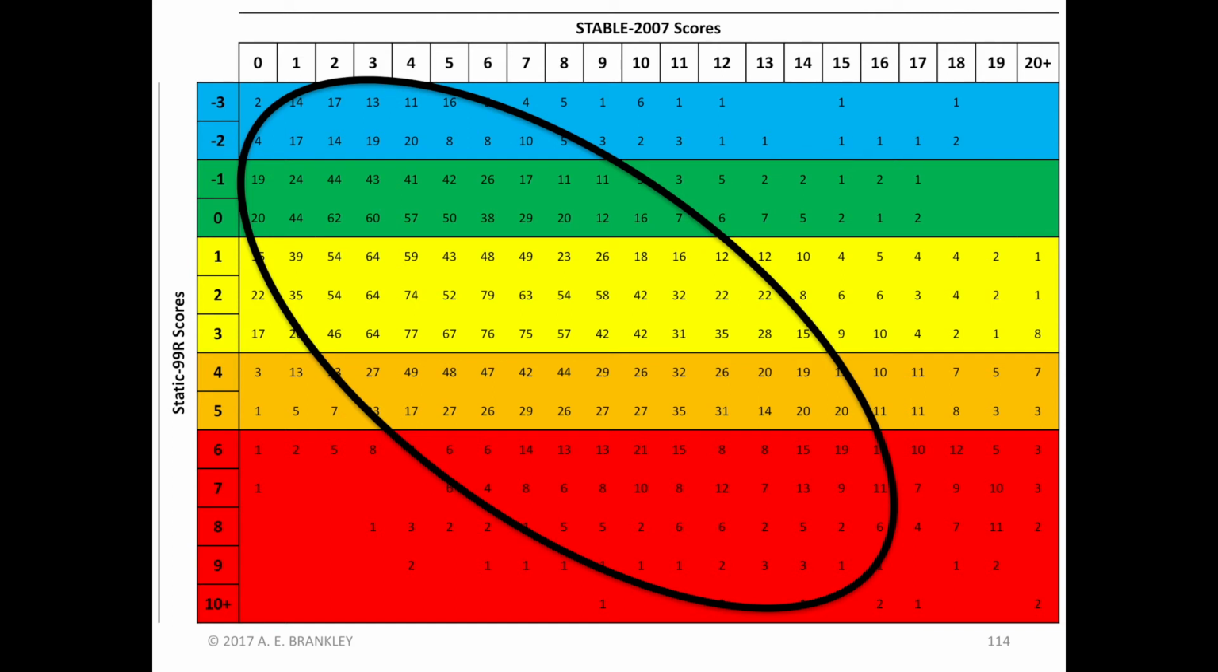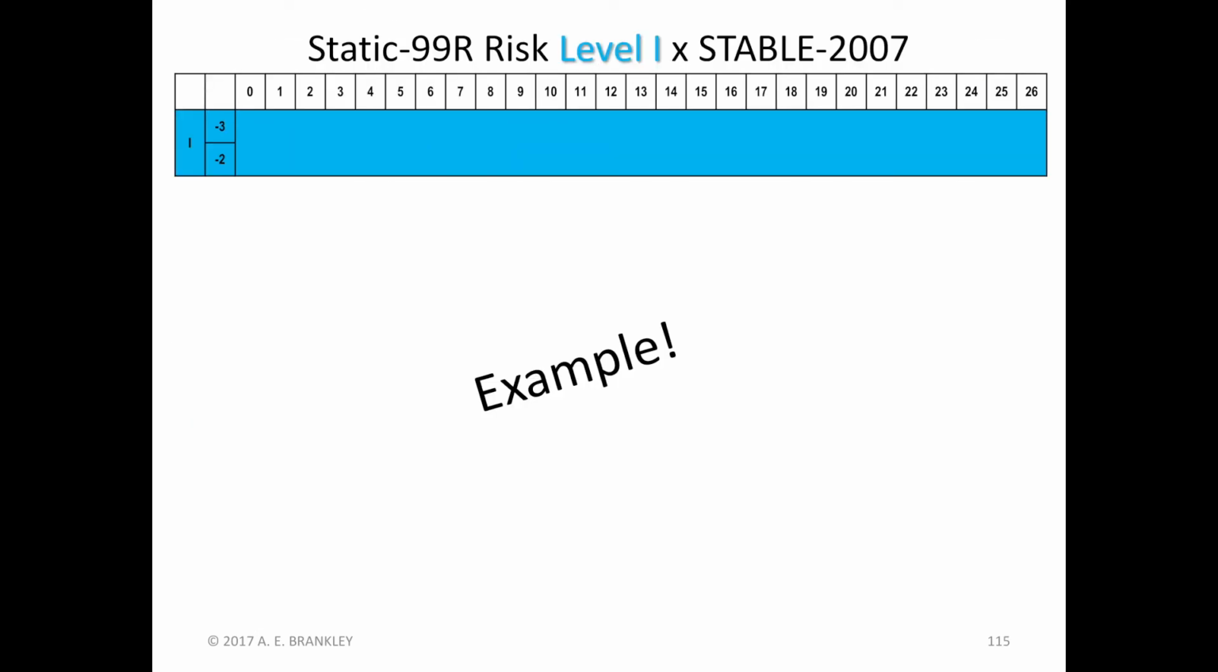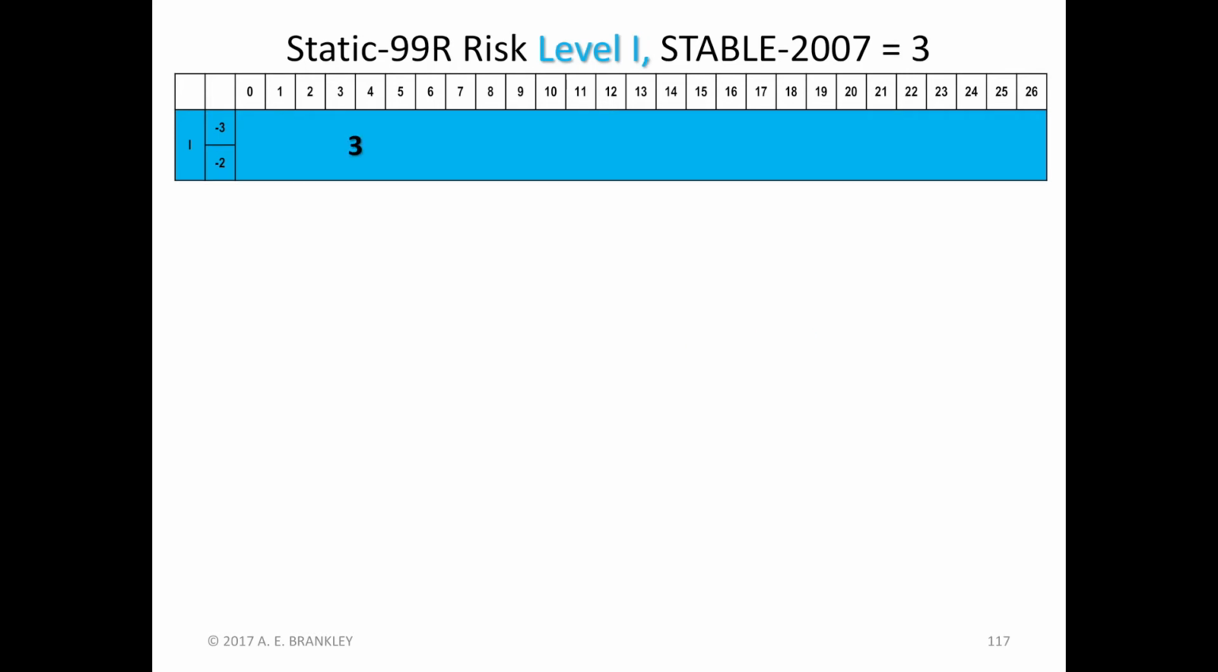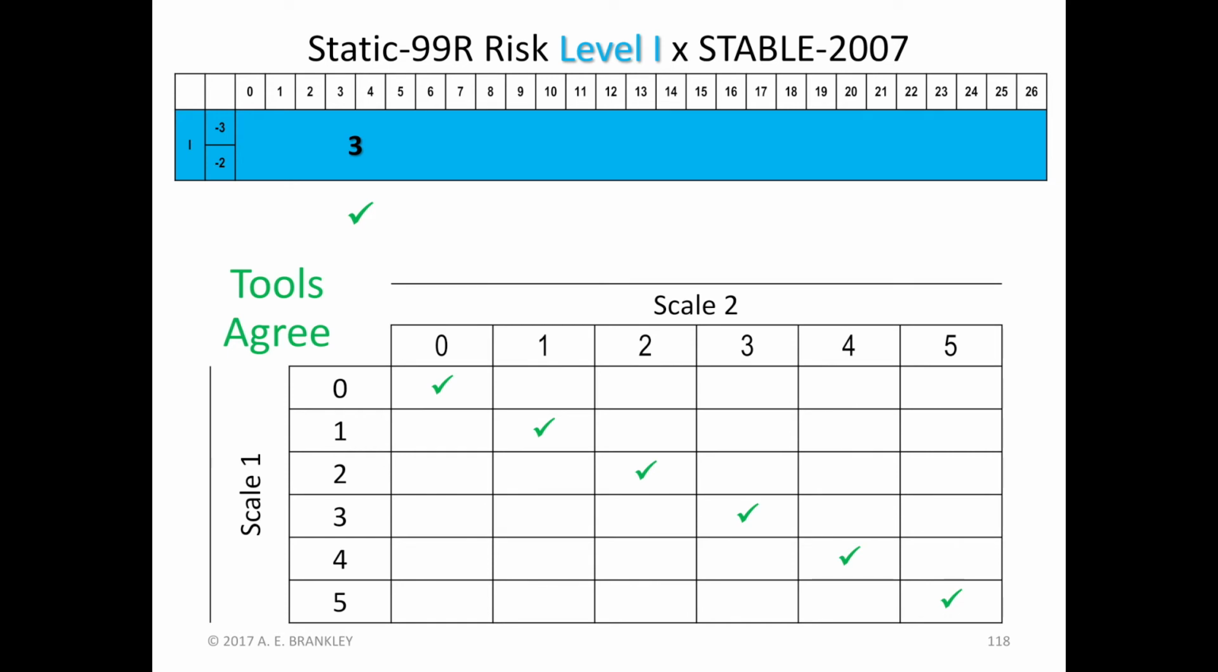So, what does this mean for the combination rules? Well, let me use an example. What stable 2007 score is normal or expected at a static risk level 1? Well, it's a score of 3, and we determine that by using static scores to predict stable scores through a linear regression. When an individual gets a stable 2007 score of 3 at this static risk level, that means the tools are agreeing and you have increased confidence that the individual belongs at a level 1.